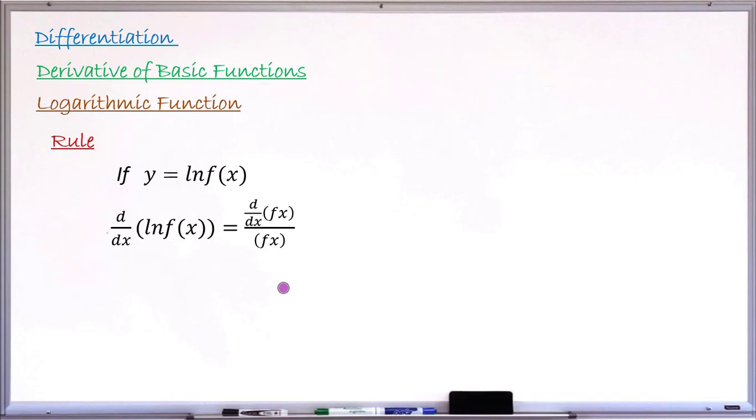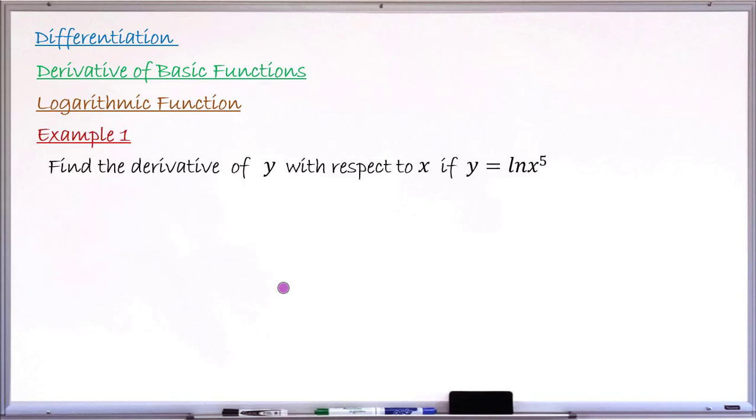We're going to take examples of how we can make use of this rule and find the derivative of some logarithmic functions. So let's move and take examples. Example number 1: find the derivative of y with respect to x if y equals ln x raised to the power of 5. Solution to this problem. So what do we now do? We now write the rule.